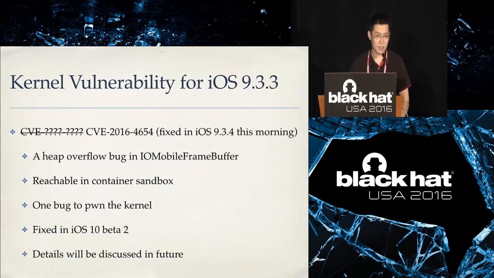Okay, so another kernel vulnerability is used in the latest jailbreak we just released last week or 10 days ago. Actually, when I was preparing this slide, there was no CVE number. But surprisingly, this morning, Apple released iOS 9.3.4 to fix this bug. And okay, so here's the CVE number: 2016-4654.